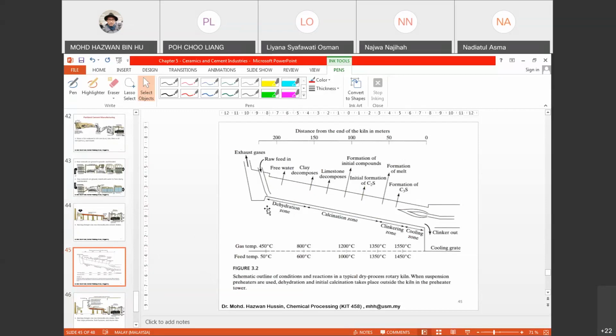At this temperature, this is where the dehydration process starts. Most of the water will be removed. Then here most of the clay will be decomposed. Lime will be decomposed. The formation of the initial compound. The formation of the first clinkers, which is C2S, and then after that, the first formation will melt, and it will later form C3S.